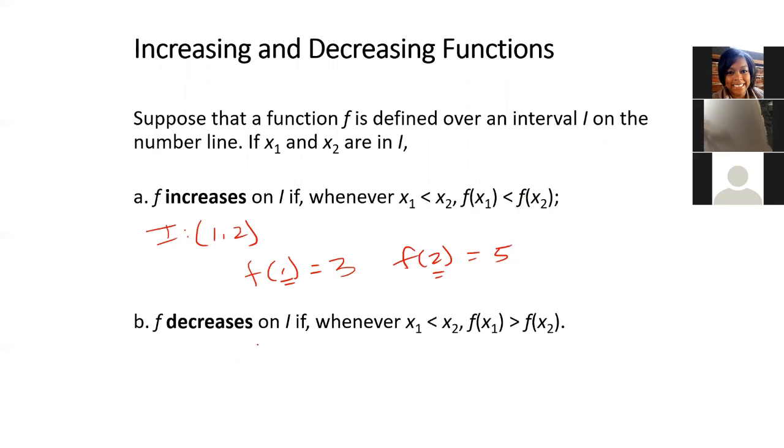Okay, f decreases if on the interval, whenever x1 is less than x2, your f of x1 is greater than your f of x2. So if I'm still in that same interval, from 1 to 2. But this time, f of 1 equals 5, and f of 2 equals 3. This time, my x's are fine, but my f of x1 is greater than my f of x2, and therefore this is a decrease.